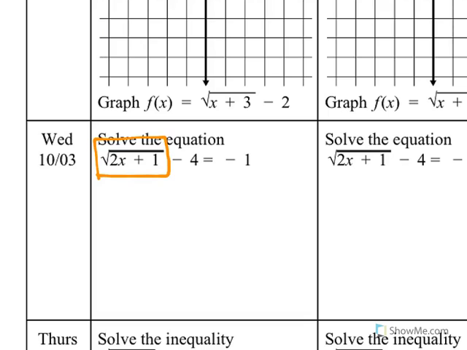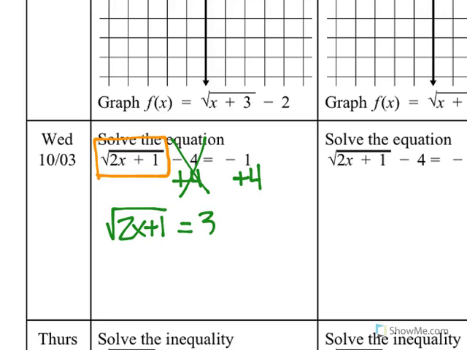So to isolate the square root, we need to get rid of anything that's being added, subtracted, or multiplied to it. Here we're subtracting 4 from the radical. So we're going to move that -4 to the other side by adding 4 to both sides. Remember, we do the opposite because a -4 plus 4 is 0, and that will cancel out. So we have the square root of 2x plus 1, and that's going to be equal to a positive 3.